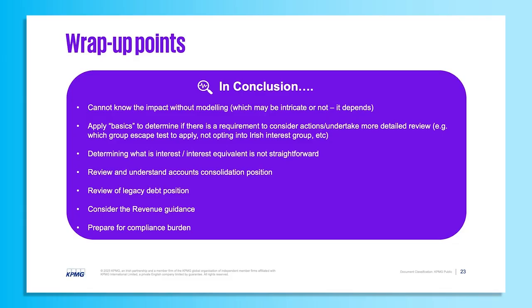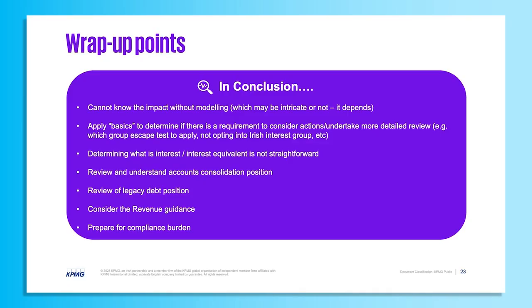So let's wrap up. Firstly, other than for the simplest of companies, you're likely going to need to do some form of modelling to figure out whether or not you may have an ILR restriction, even if it's just on the back of an envelope. Doing that will require you to consider and apply the basics that we've outlined in our presentation today, as well as some of the more detailed rules, such as whether or not you should join an interest group.